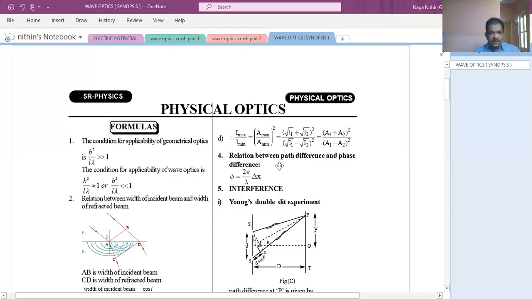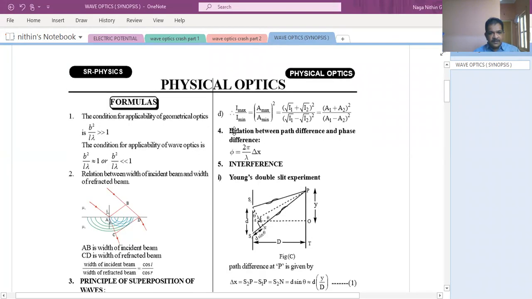Good morning, students. We'll start with ray optics, which is completed. We are coming to wave optics this week. We'll try to finish all the lessons. We'll start the new lesson, wave optics. Wave optics is also called physical optics.